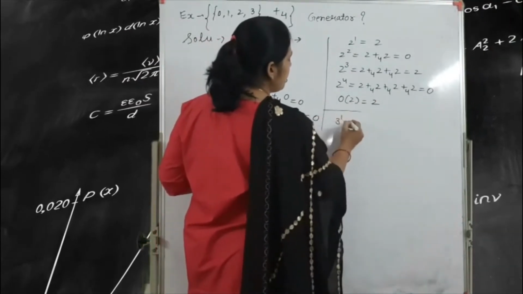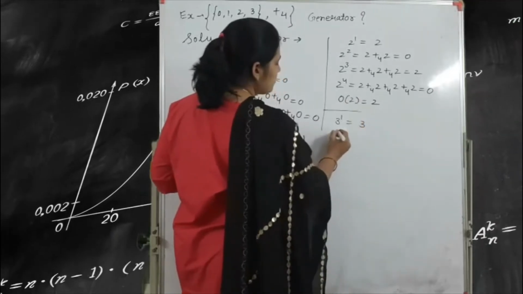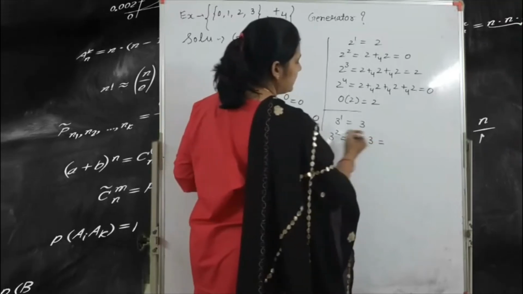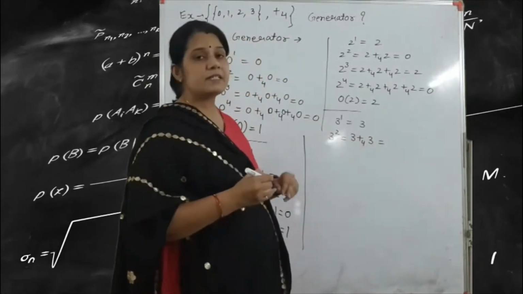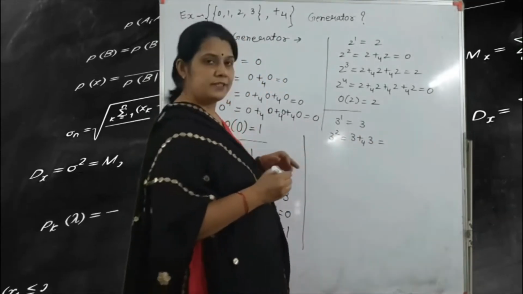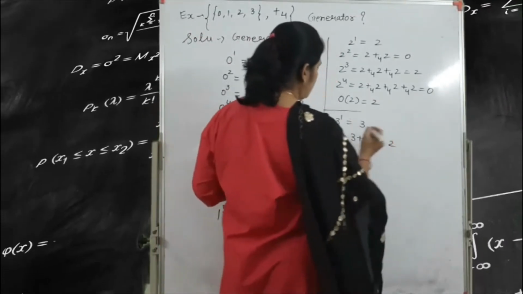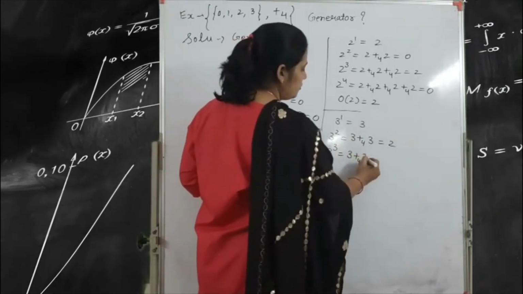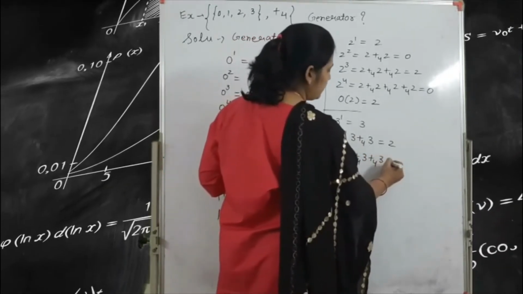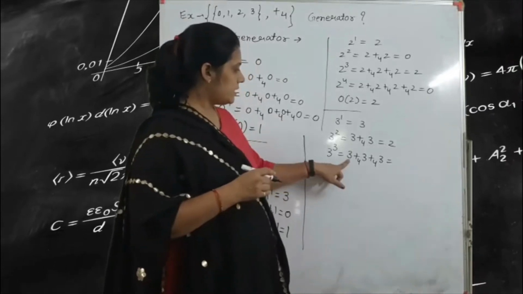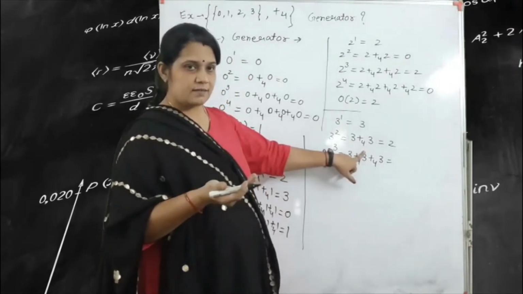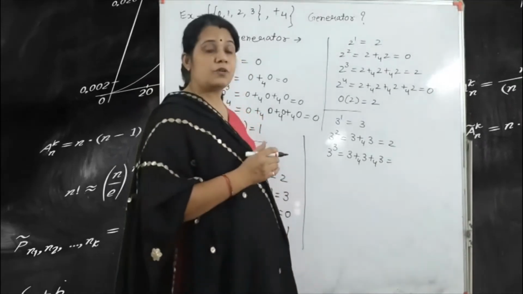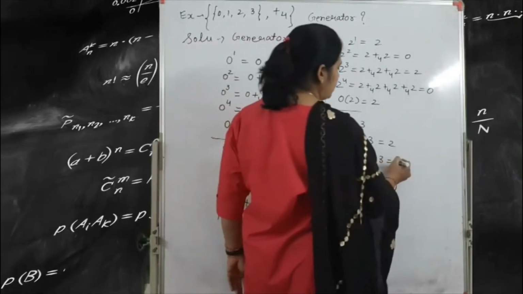Got it? Next, last is 3. 3 raised to the power 1 means 3. 3 raised to the power 2 means 3 addition modulo 4 3. That means 3 plus 3 is 6, divided by 4, so the remainder is 2. Got it? 3 raised to the power 3: 3 addition modulo 4 3 addition modulo 4 3. So 3 plus 3 is 6, plus 3 is 9, divided by 4. 4 twos are 8, so the remainder is 1.